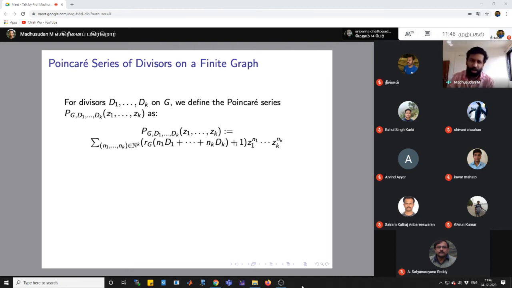The plus 1 is not so important, so you don't need to focus too much on that. But the key is this: the generating function basically captures the ranks of these integral combinations of the divisors D1 to Dk. That's the basic idea. Any questions on this Poincare series? Is it making sense?